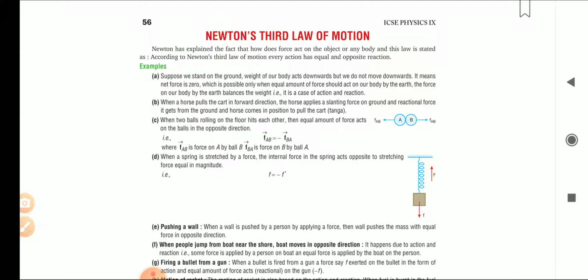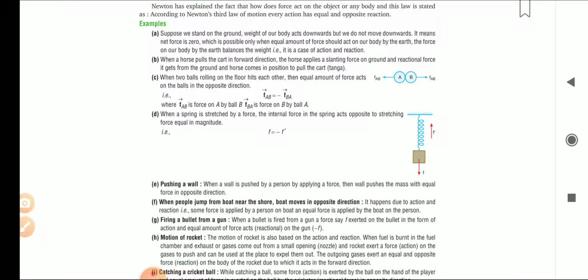So action and reaction, two equal and unlike pair of forces, are acting in Newton's third law of motion. So Newton has explained how force acts on an object or any body, and this law is stated according to Newton's third law of motion. Every action has an equal and opposite reaction.